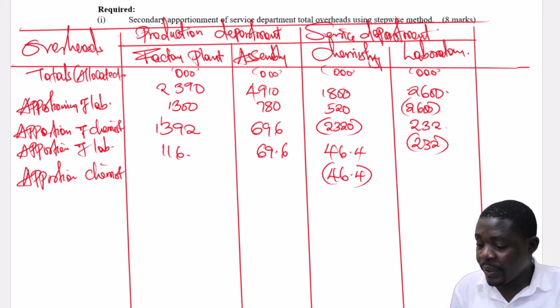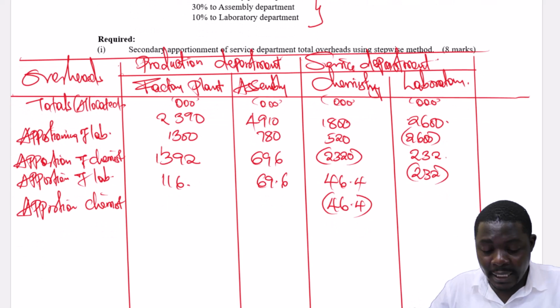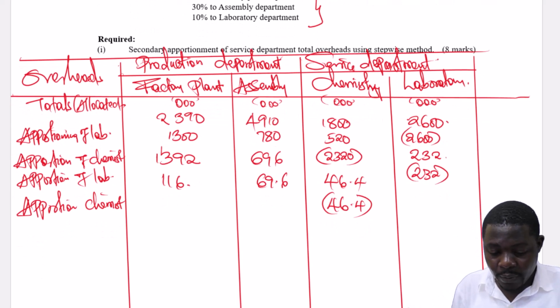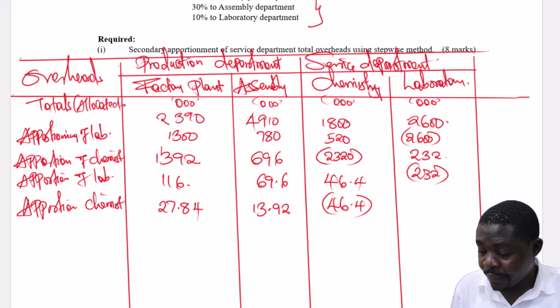To the rest of the departments, you use which ratios? We had 60, 30, and 10. 0.6 multiplied by 46.4, we are getting 27.84. And then that was 30%, 0.3 times 46.4, we get 13.92. And then 10%, in this case you should just get 4.64.